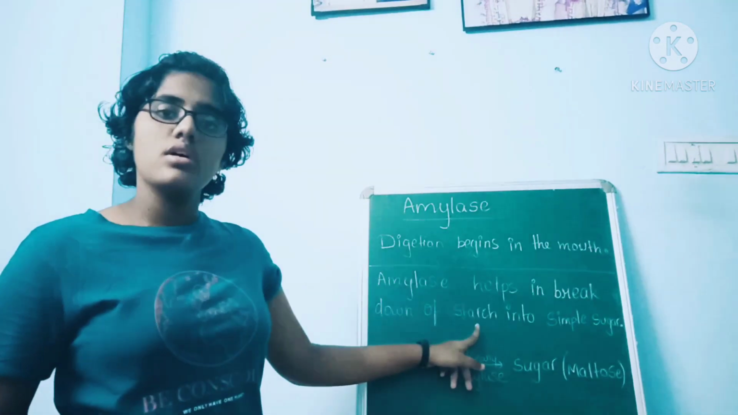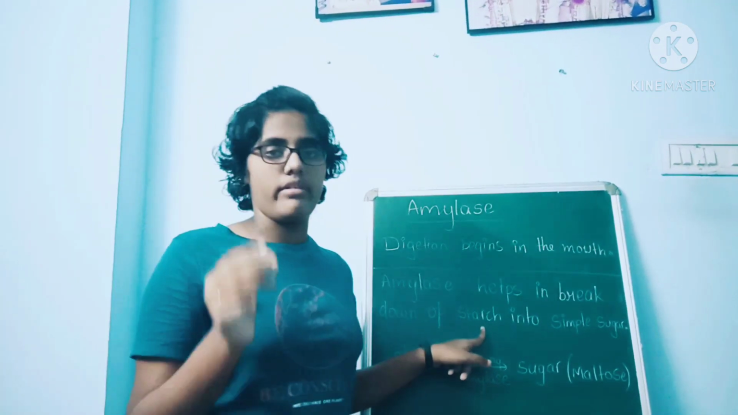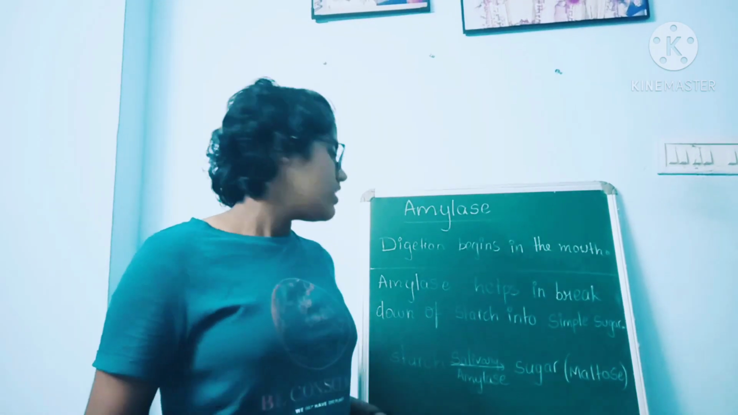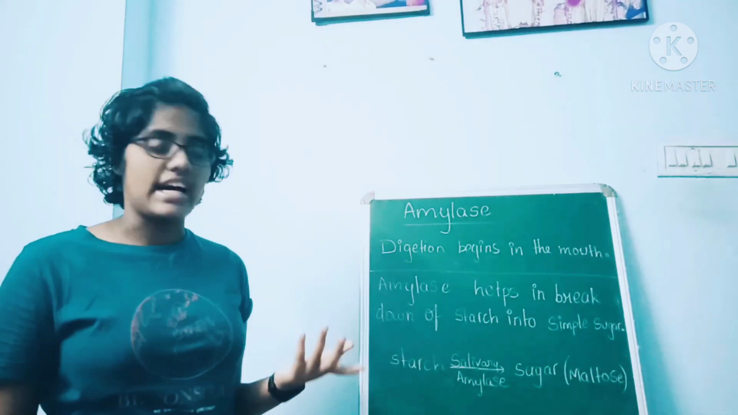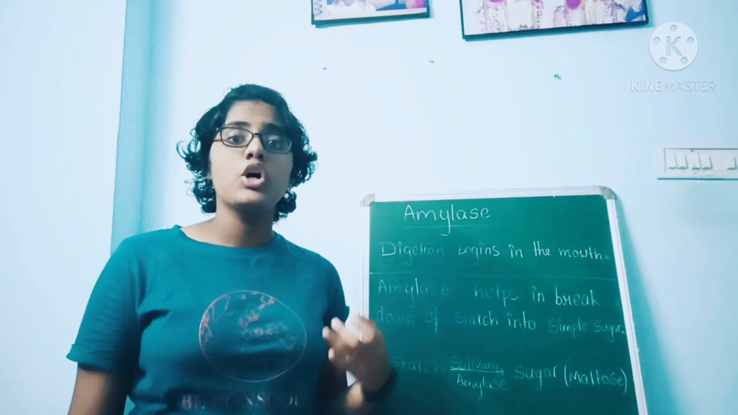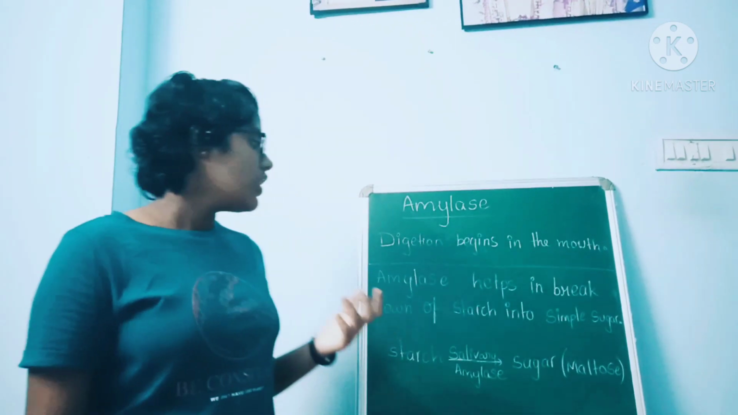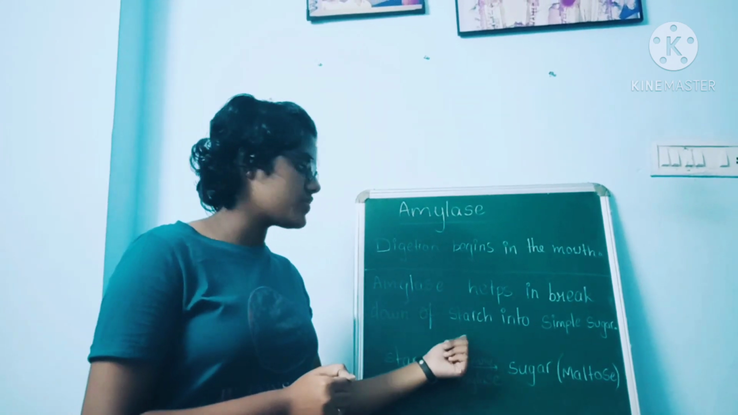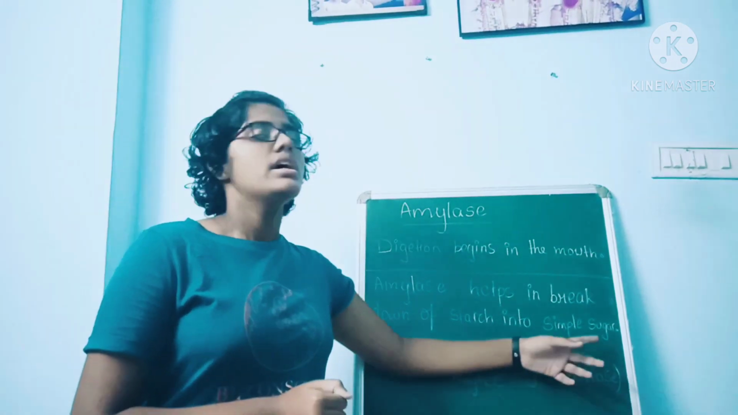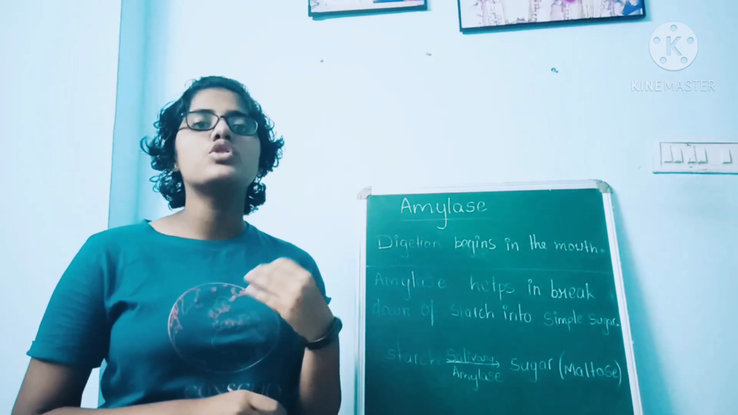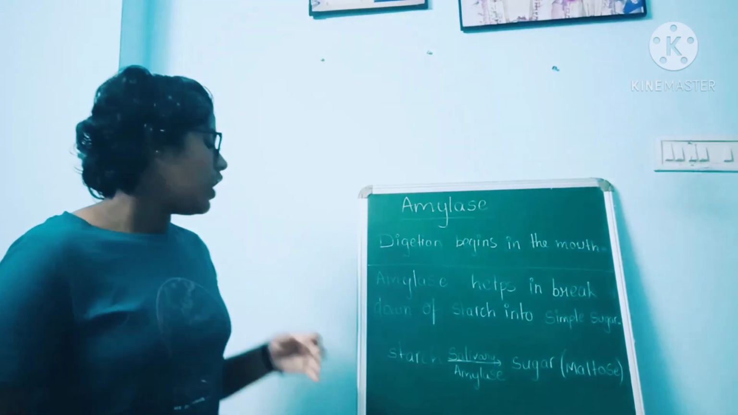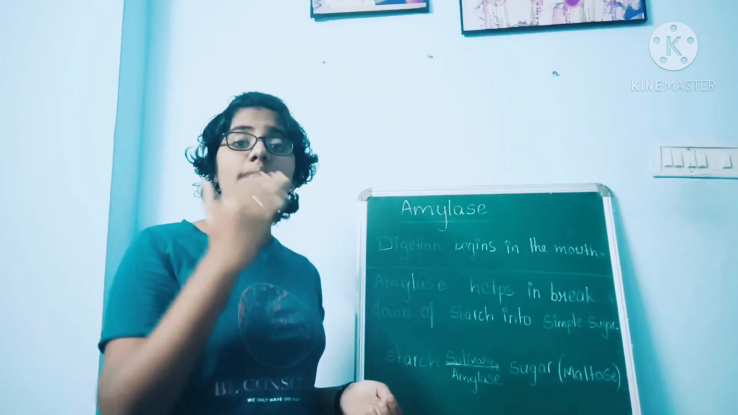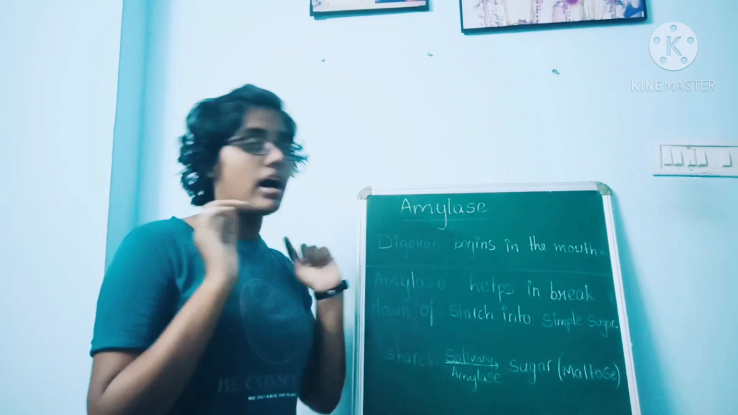What is starch? Starch is a carbohydrate. What is carbohydrate? Carbohydrate is a nutrient, right? So starch, where can we find starch? In rice, wheat, potato, we can find starch. So what is this amylase helping with? It helps in breaking down starch into what? Simple sugar. Here simple sugar is nothing but sugar. Right. So how is it helping? This amylase will break it down. It helps in the digestion of this starch.